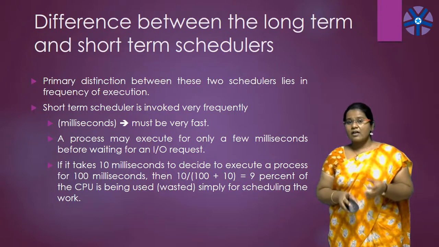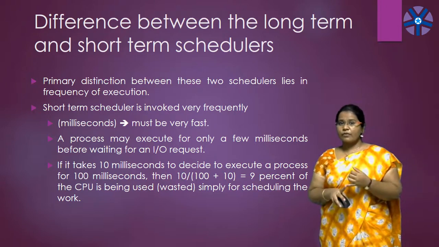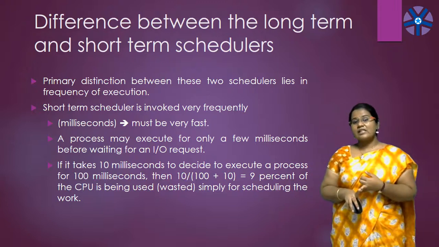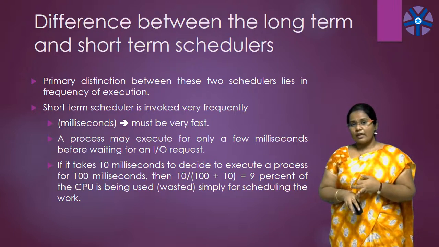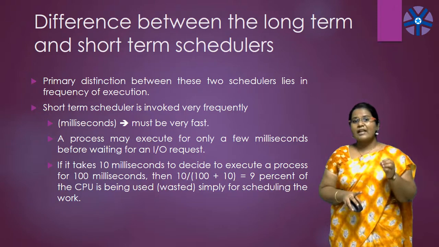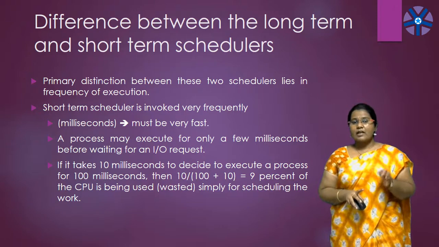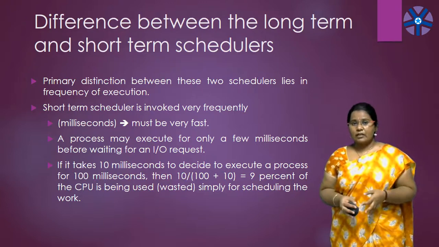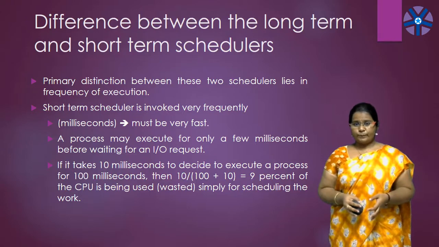Now in that case, for a process to execute for 100 milliseconds plus 10 milliseconds for deciding what is the next process to be allocated. So on an average, if you calculate, 9% of the CPU time will be wasted only in order to decide what is the next process to be allocated to the CPU.